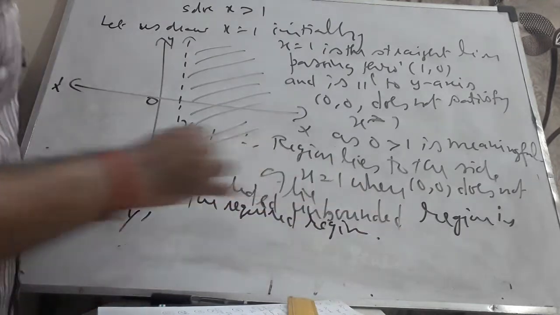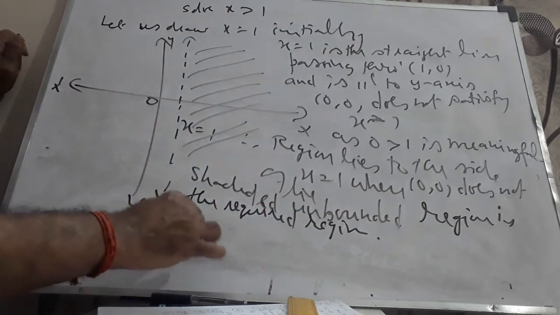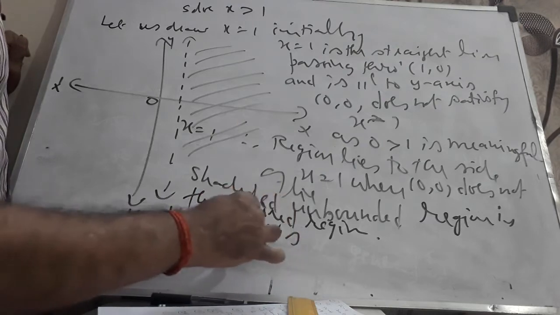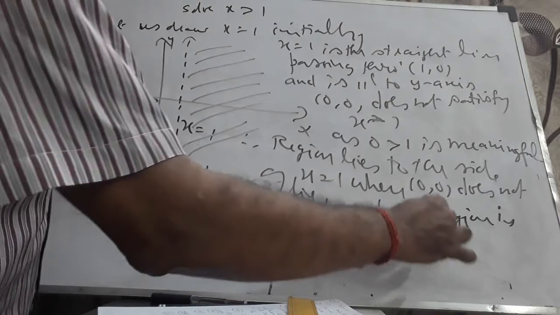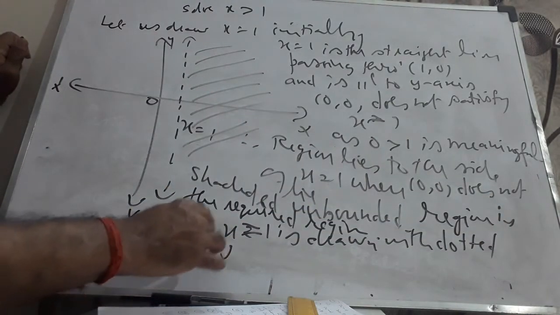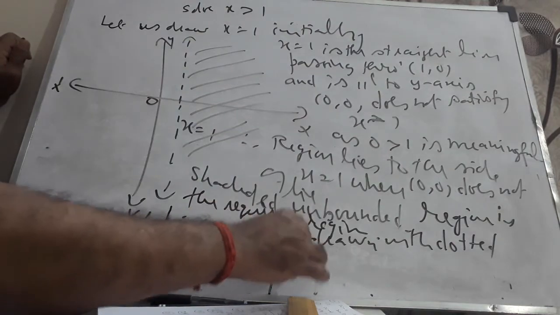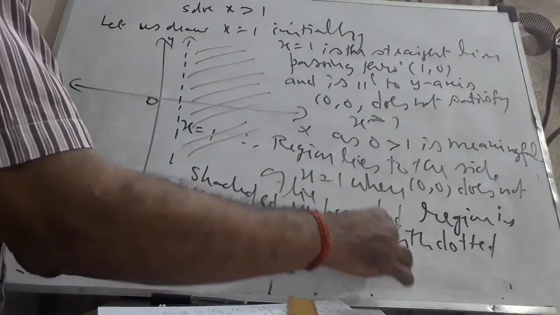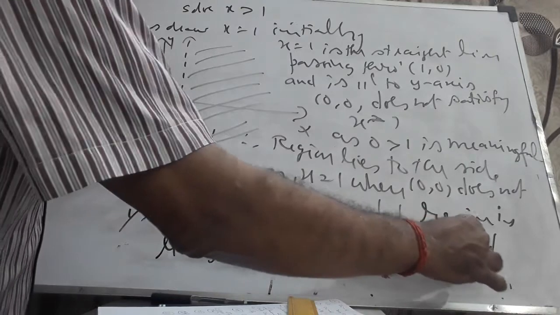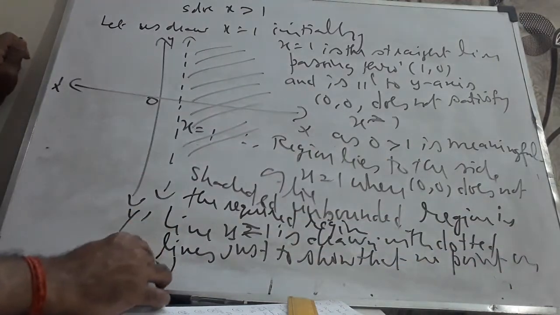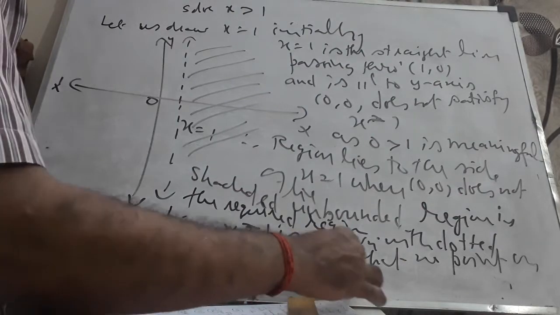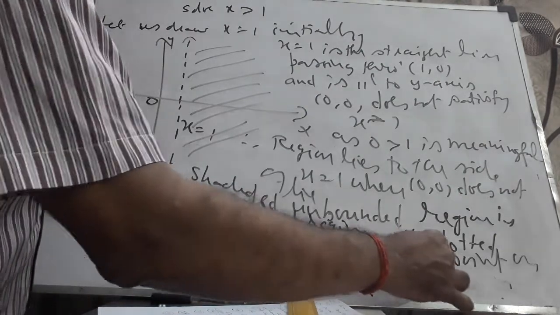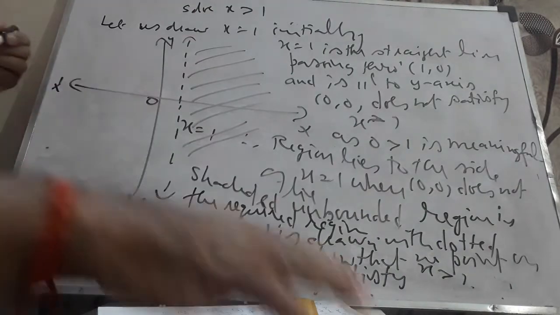The line x equal to 1 is drawn with dotted lines just to show that no point on the line will satisfy x greater than 1. Therefore, I draw it with dotted lines.